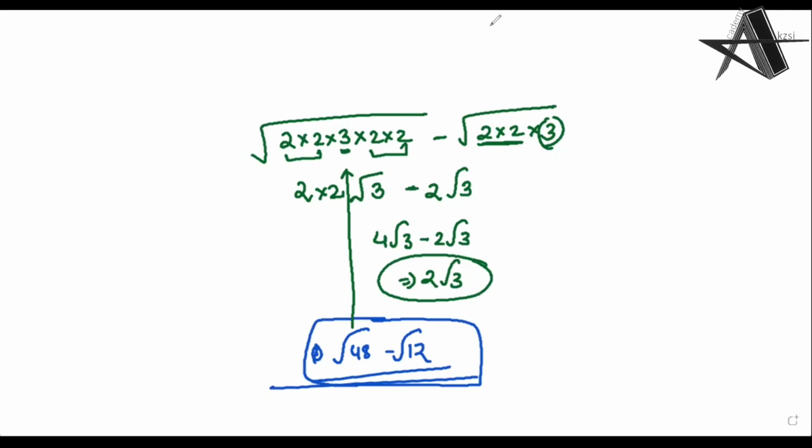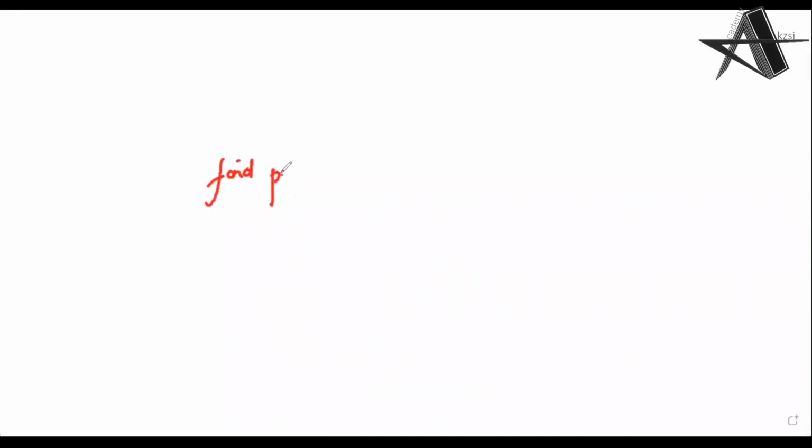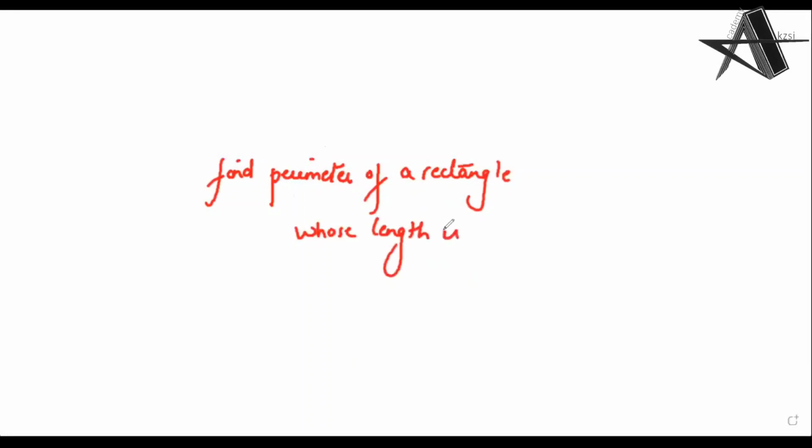Okay, now solve this one. Find perimeter of a rectangle whose length is root 48 and width is root 12. Write down your answer. Okay, see. Find the perimeter of a rectangle whose length is root 48 and width is root 12.